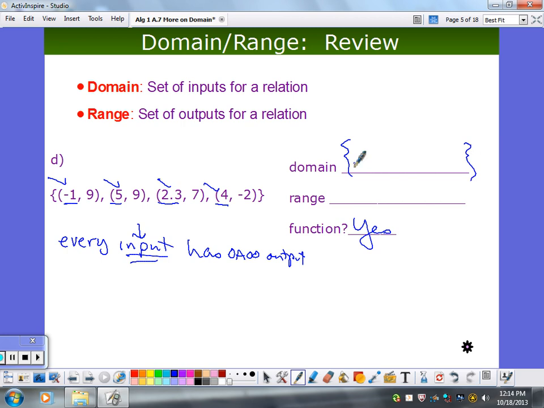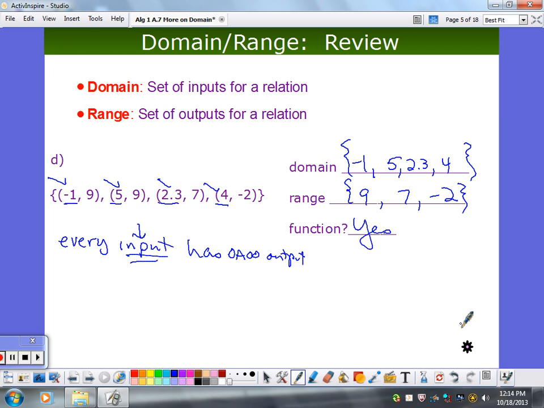1, 5, 2, 1, 2, 1. Those are easy. Now the range: 9, 7, 8. Right, we're just reading off inputs, and now we're reading off outputs. I did put 9 twice, did I? You said 9, 7, negative 2. Why don't we have 9, 9, 7, negative 2? Yeah, why not?